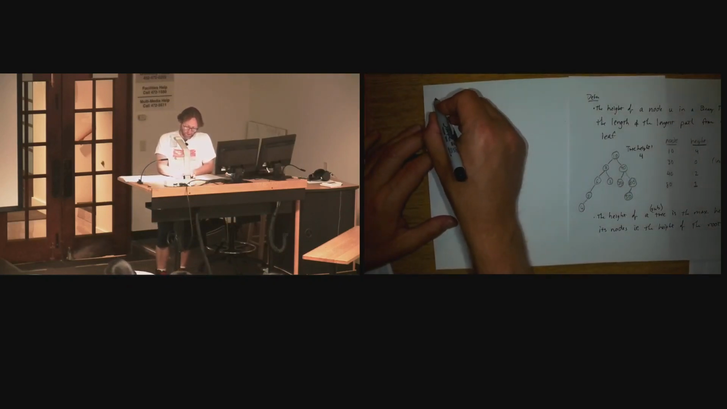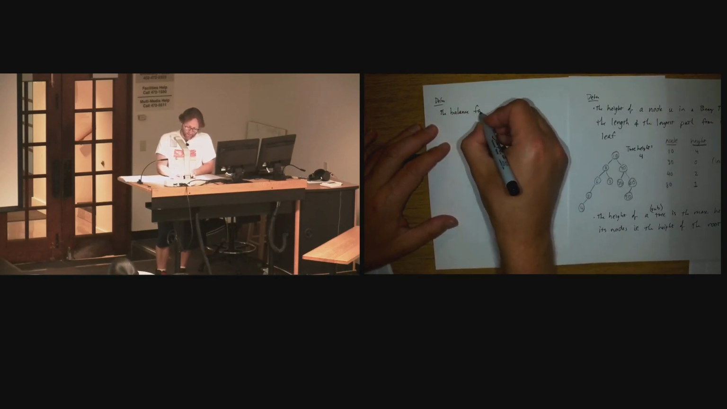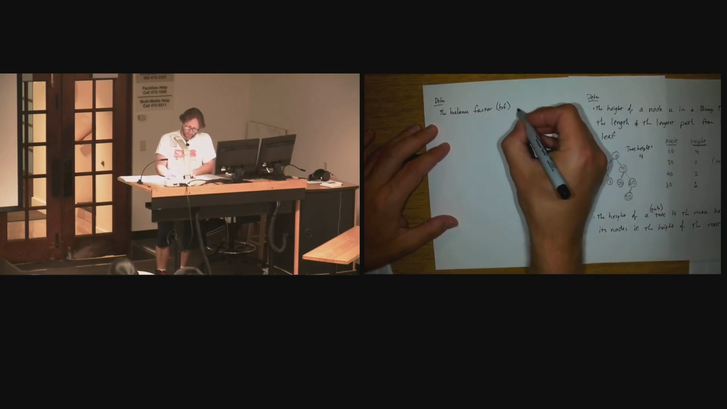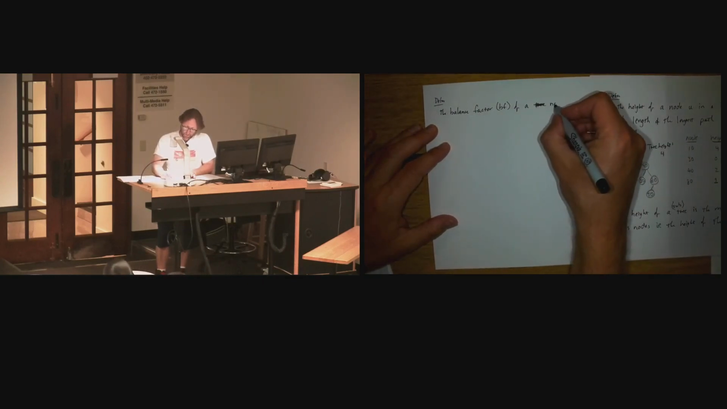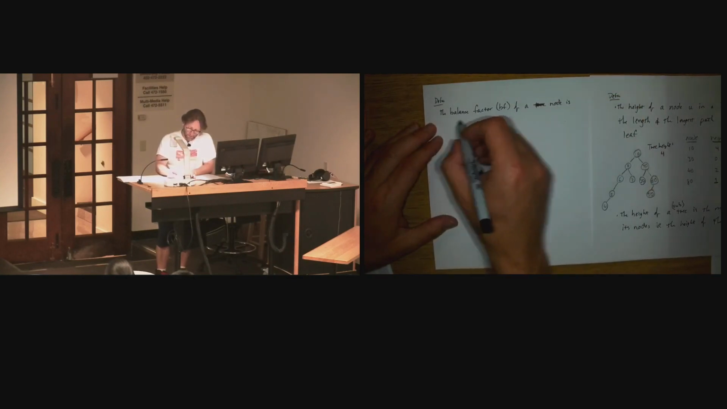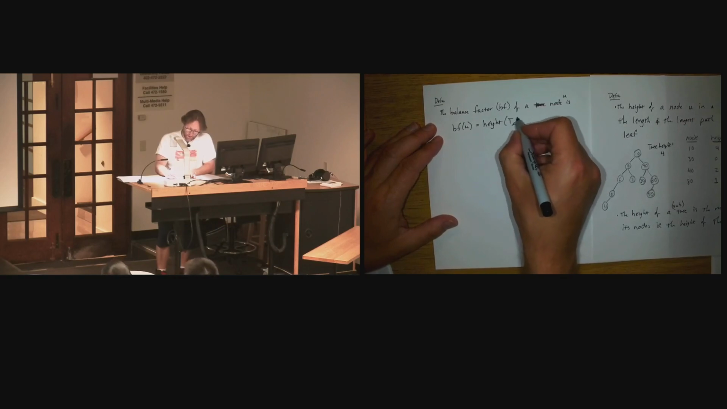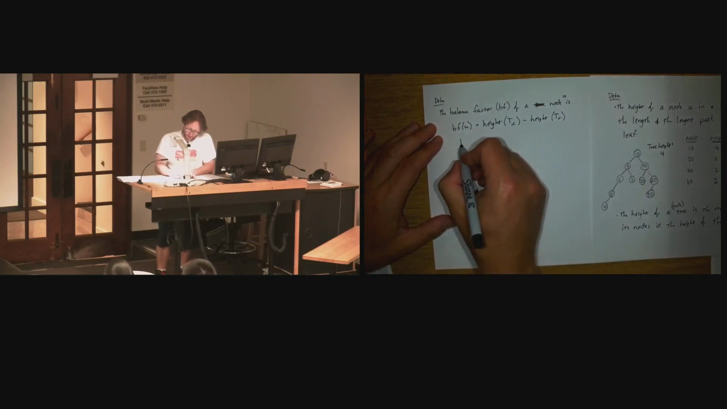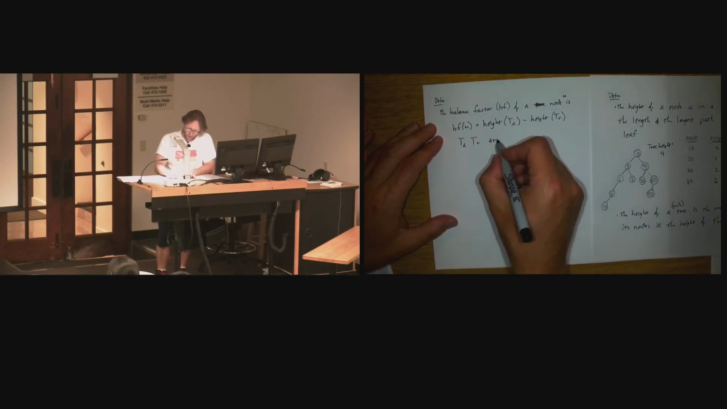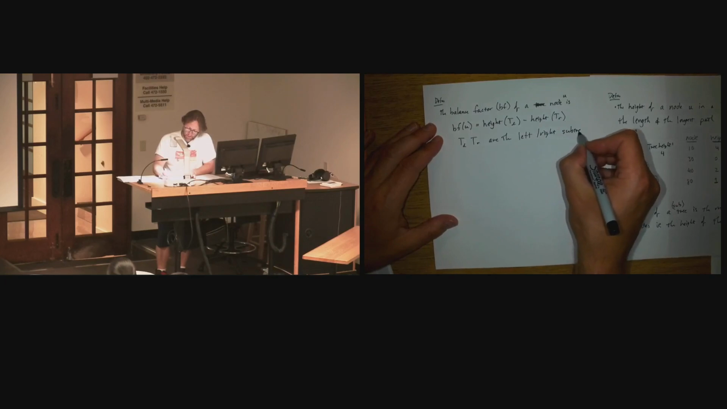So another definition. The balance factor, BF, of a tree, or let's rewrite that as a node, is defined as, of a node U, BF of U is equal to the height of T sub L minus the height of T sub R, where TL and TR are the left and right subtrees of U.